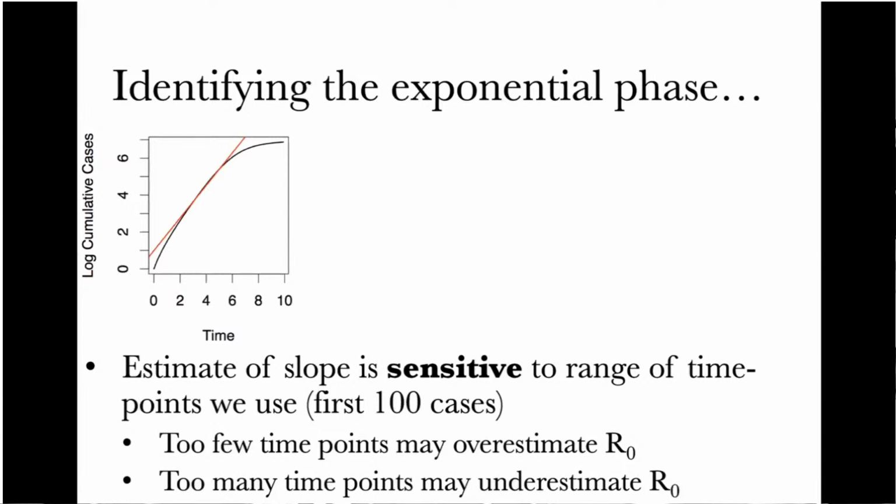But if you pick too many cases during a huge chunk of time, or too little, you might end up picking a phase that is not yet properly characterizing an exponential, which means you might overestimate or underestimate your R naught. Why would picking too many time points underestimate R naught? Does anyone want to try?